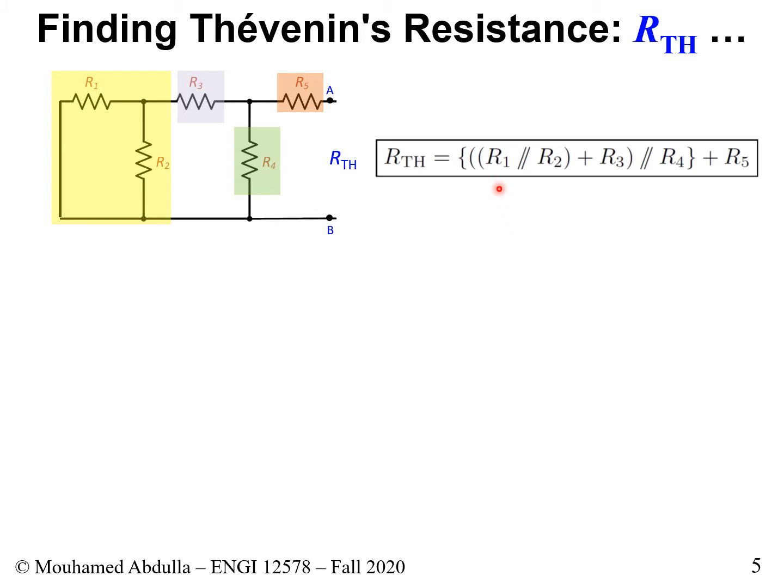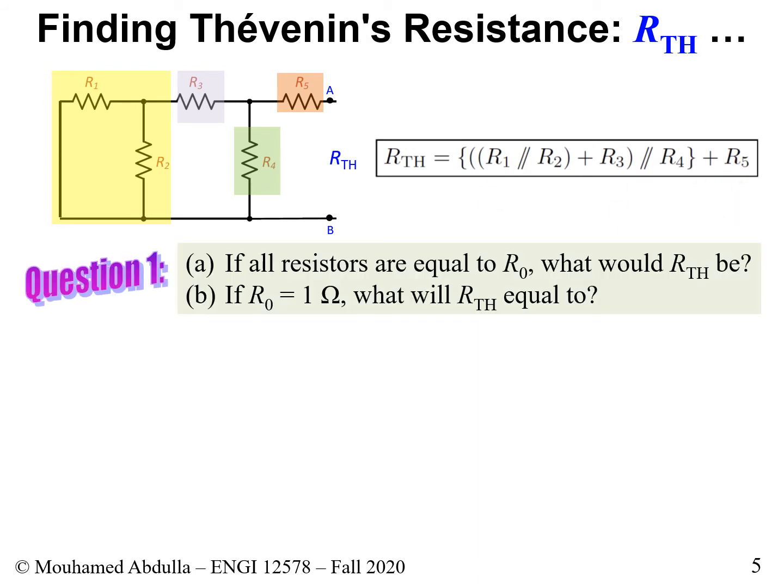When you are asked to compute from an expression, what you do essentially is you work from the innermost bracket and you work all the way to the outer bracket. So you begin here, then you do this bracket, then you do the third bracket, and then you add it to R5. So let's just do this in an example. In question 1a, we ask: if all the resistors have an equal value, let's call it R0, what would be the Thevenin resistance? What would be this total resistance here?